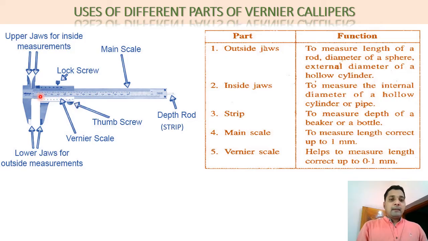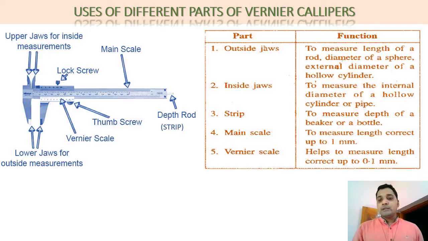And here you will get the main scale, like your centimeter scale. One more part at the last is called the strip or depth rod, used to measure the depth of any given bottle or hollow cylinder. So these are the different parts of any Vernier caliper.